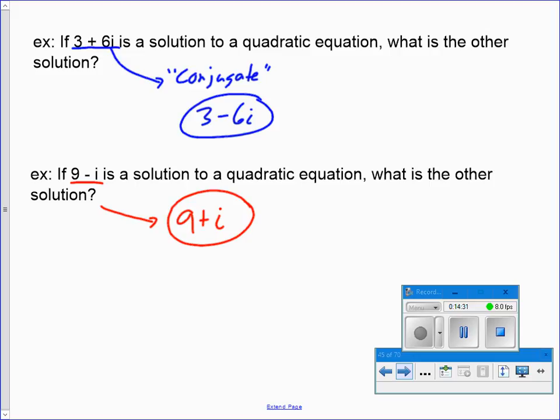So it sounds difficult because it has all these new words, these new vocabulary terms, but what it means is something very easy. They occur in complex conjugate pairs. If 9 minus i is one solution, the other one is 9 plus i. If 3 minus 6i is one solution, the other solution is 3 plus 6i.